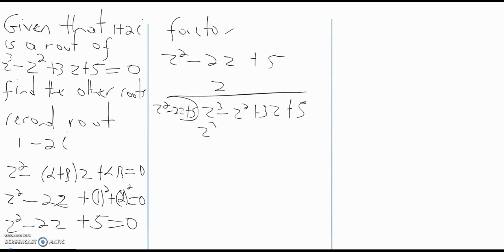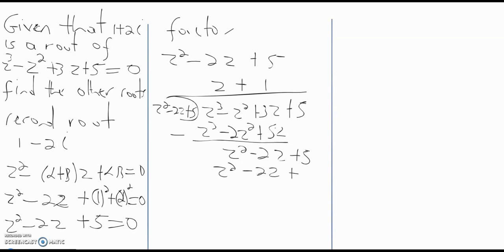So this becomes z cubed minus 2z squared, and 5z. So when we subtract, we're going to have z cubed minus z cubed, that's 0. Minus z squared minus minus 2z squared, that's z squared. 3z minus 5z, that's minus 2z, plus 5. Now z squared into z squared, that's 1. So we're going to have plus 1. And then we multiply all that by 1, we're going to have z squared minus 2z plus 5.